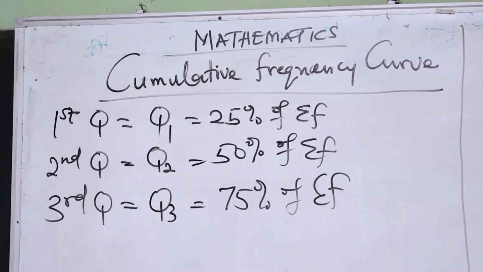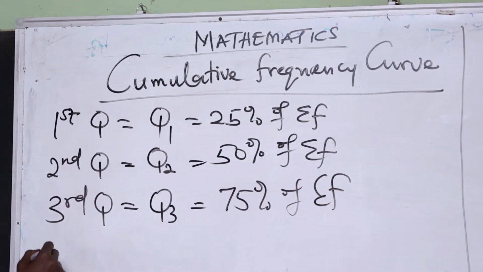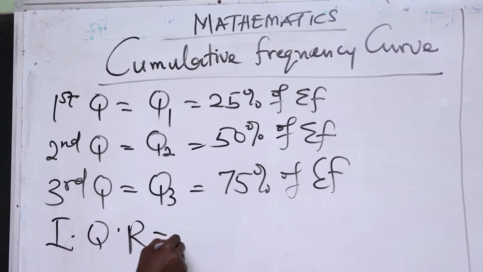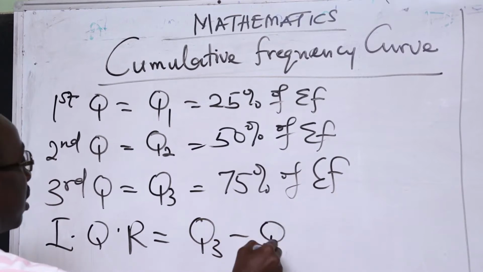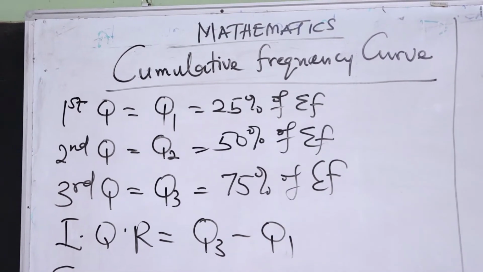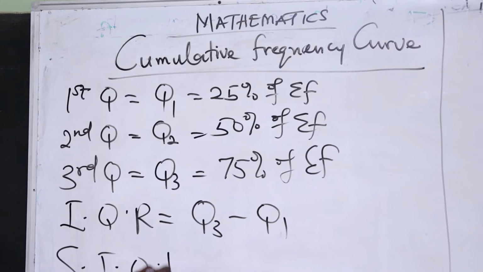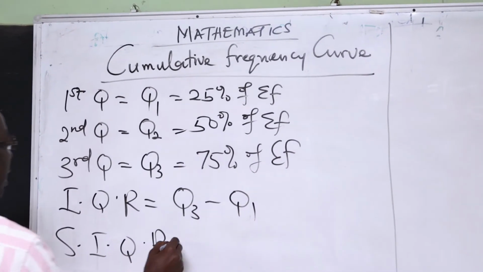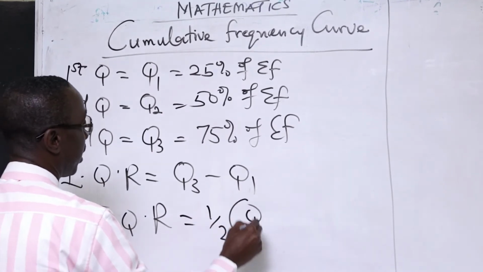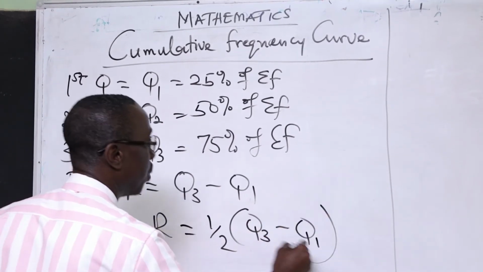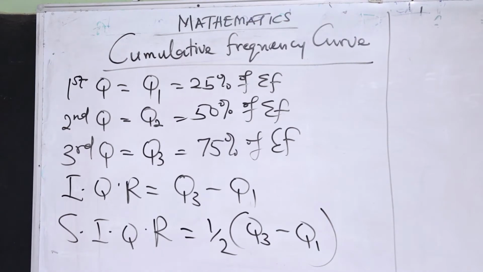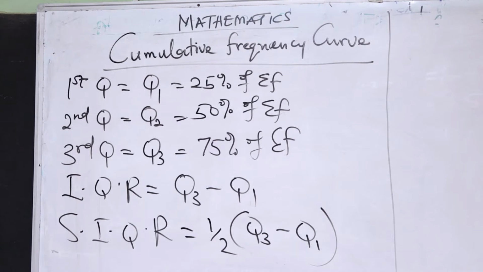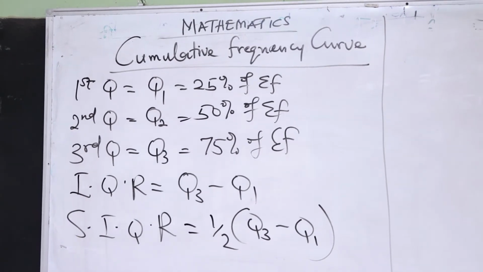We know that the fourth type of quartile is the interquartile range, IQR, that's Q3 minus Q1. Then I have SIQR. Obviously, that's the semi-interquartile range, and that is half of Q3 minus Q1. Am I still communicating? Yes, sir. Okay, this is information on quartiles, which we have treated in the past.